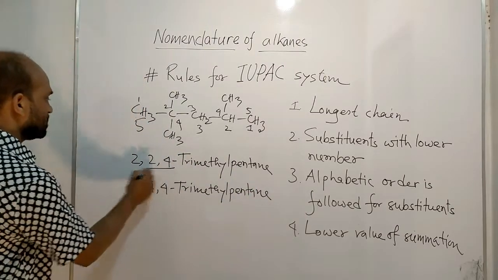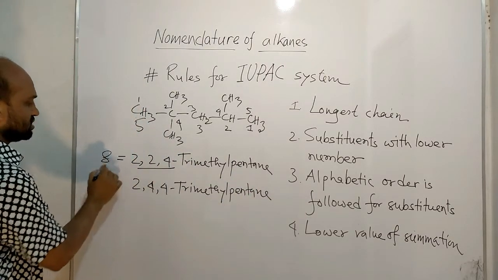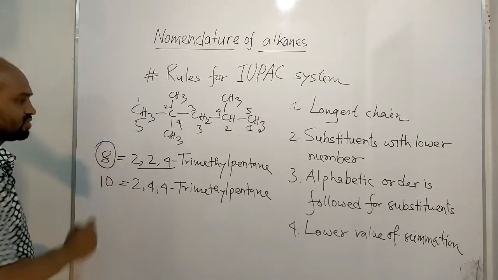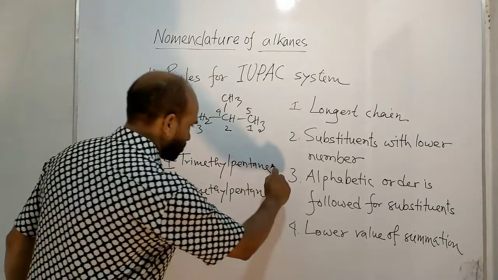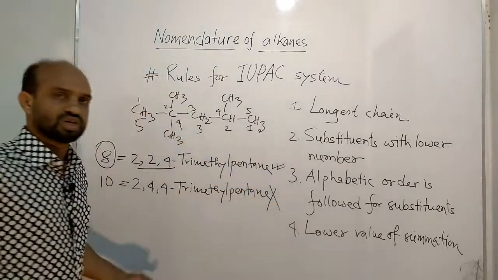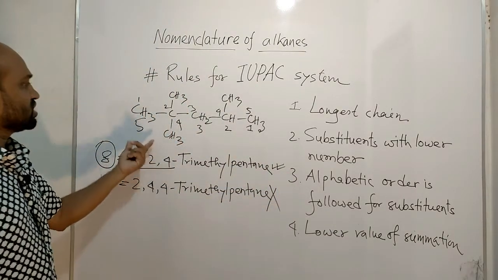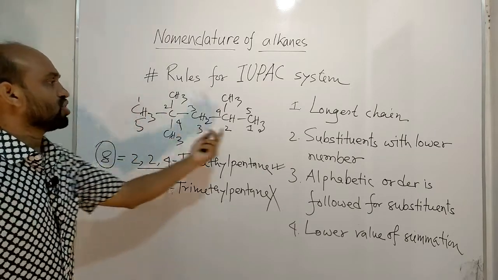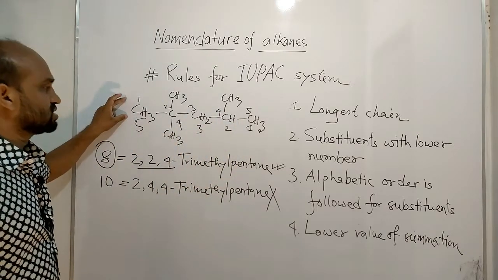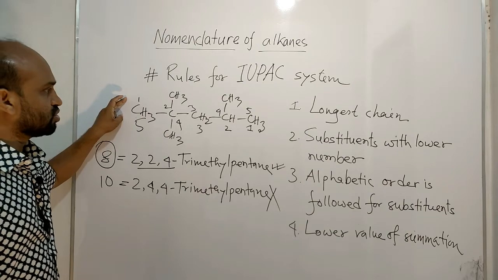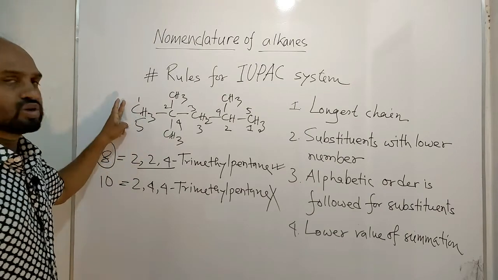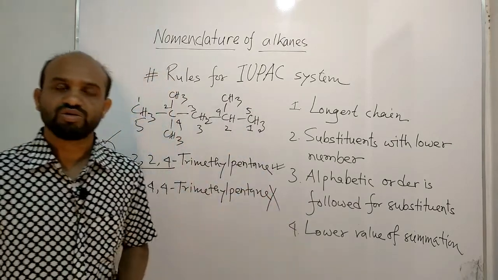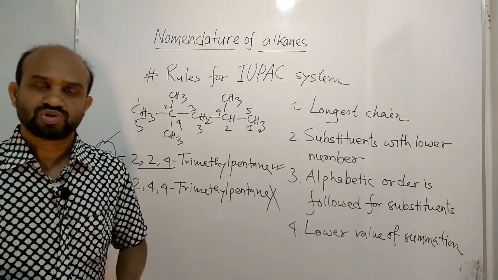Now what is the summation here? This is 2 plus 2 plus 4, total 8. Here 4 plus 4 plus 2 is equal to 10. So lower value of summation is taken. So this is the accurate name of this compound, and the other will not be the name. From this discussion we can say that the carbon atoms of this compound are numbered from the left to get the lower value. This is about the 4th point: lower value of summation is taken. Let's move on to the next point.